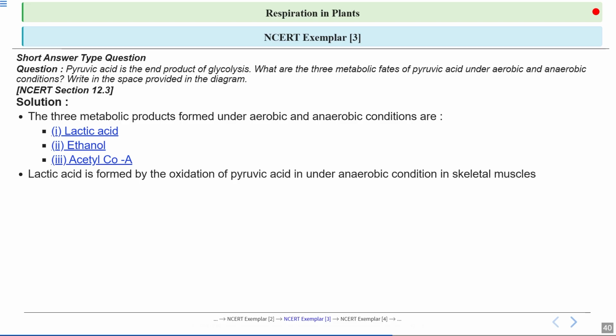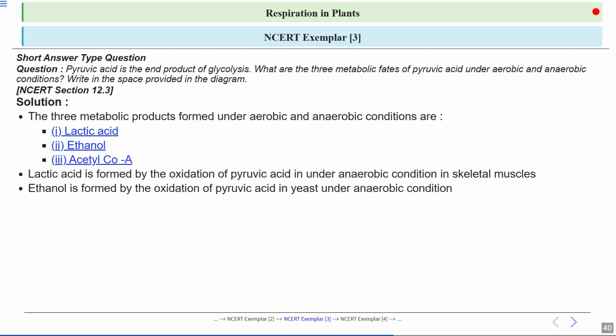Lactic acid is formed from pyruvic acid in skeletal muscles under anaerobic conditions. This happens when we are exercising hard and our muscles don't get enough oxygen, leading to that familiar burning sensation. Now, ethanol is formed from pyruvic acid in yeast under anaerobic conditions. It is formed by oxidation of pyruvic acid in yeast when oxygen is not available, and this is the process behind fermentation.